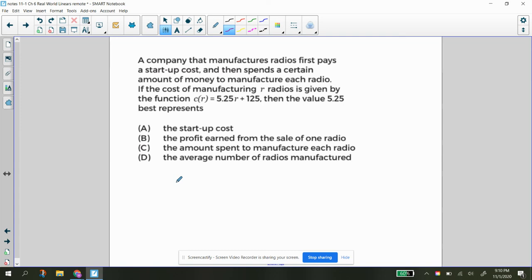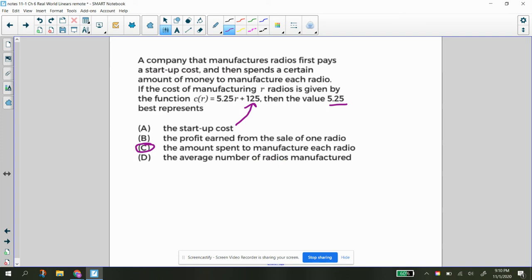Pause the video here. Tell me when you're back. All right, you're back. So here, the 525, that's our slope. That's how much each radio is going to cost to manufacture. The startup cost is going to be 125. The profit earned from the sale of each radio, well, that would take a little bit more figuring out. The average number of radios manufactured, that's not really in this question.